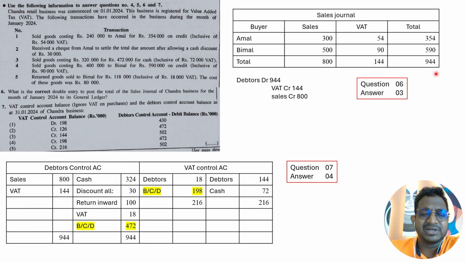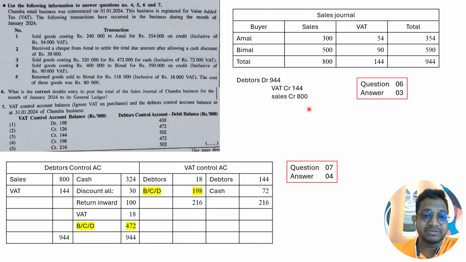So always, if it is a VAT registered business, you have to debit or credit the debtors with VAT, the total value, right? And here you are collecting VAT from your credit sales, and that collected VAT you have to credit to your VAT account. If it is a VAT registered business, always keep in mind all the sales and purchases you should identify excluding VAT. So excluding VAT, net sales are 800. So sales should be credited 800. So the correct answer should be the third one for question number 6.